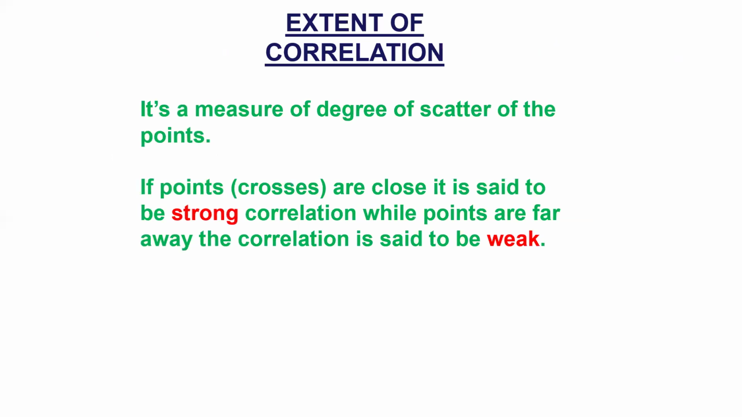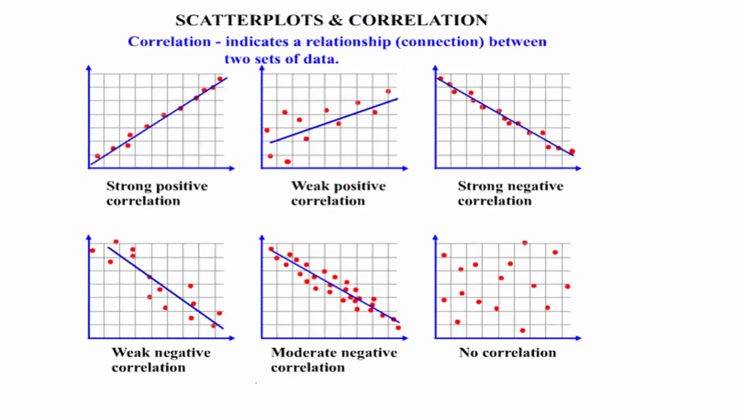Now, these are the variables. Now, extent of correlation: if the points or the crosses are close, it is said to be a strong correlation. Like in this diagram, from left to right, in the first diagram the crosses or dots are very close to the best fit. It's a strong correlation. But if you come down to the second line, you can see the dots are scattered. It shows weak correlation.